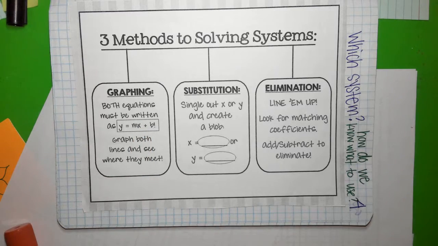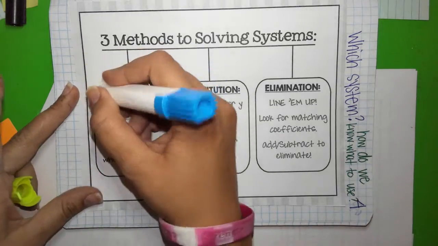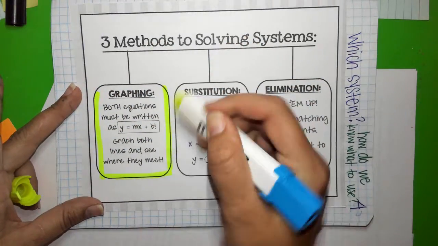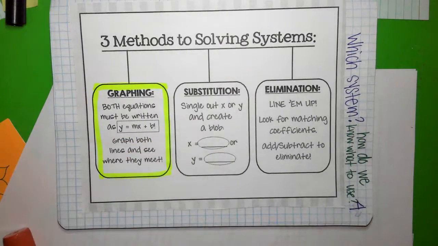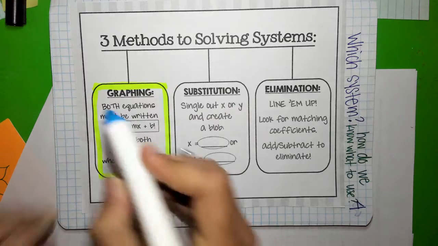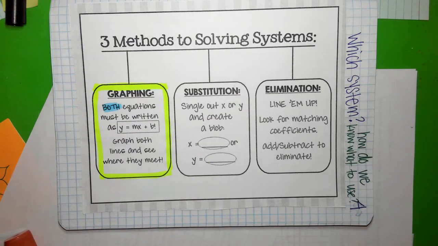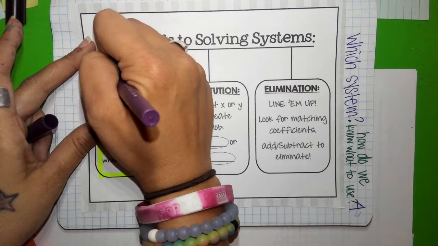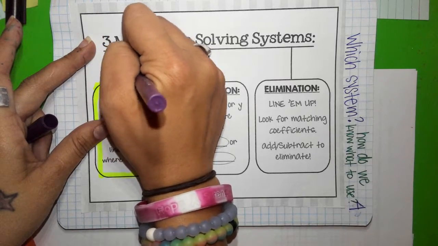Highlight that. Circle it. Heart it. Something so that we know when to use graphing. When both equations are written as y equals. Does everybody understand? Yes, no? Yes. So, an example would be y equals 2x minus 5 and y equals 3x plus 3.